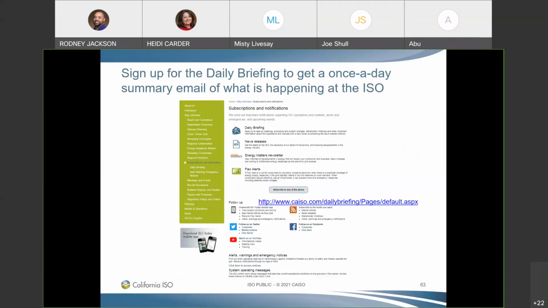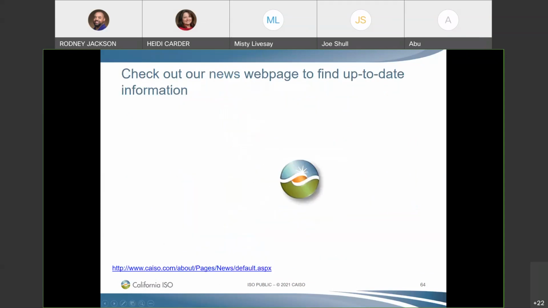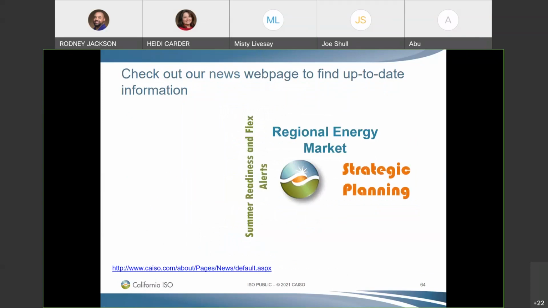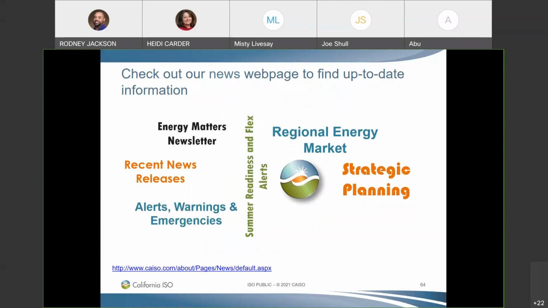Now, you can sign up for the daily briefing to get a once-a-day summary email of what's happening at the CAISO. You can sign up for that here. The information is right here on the screen, and you can subscribe to it, and it's going to bring it right to you, so that way you have access to the information at your fingertips. And you can also check out our news page to find up-to-date information on the topics that are listed here. I strongly encourage you guys to take a look at this, because it does help.